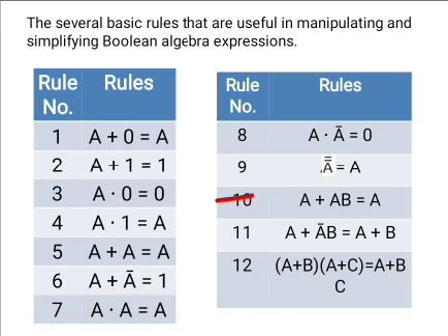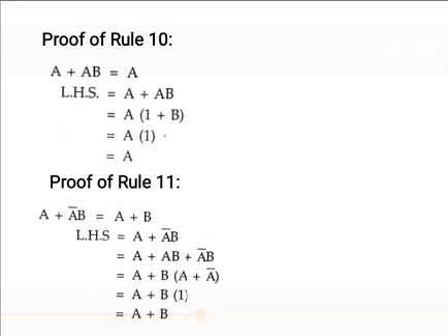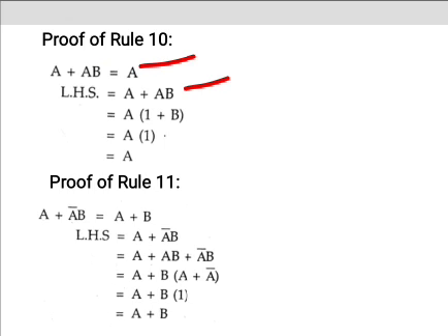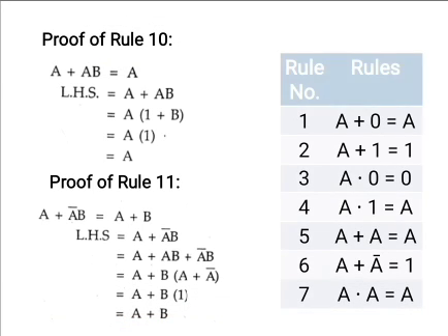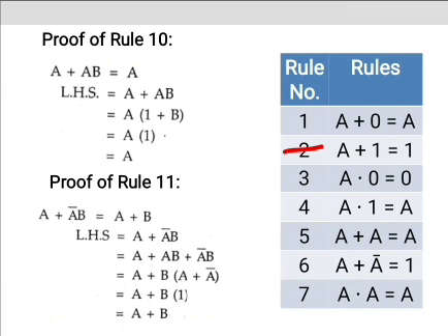A plus ab equals a. Take the LHS, a plus ab. I am taking the common in the a plus ab. So a is the common. A into 1 plus b, that means by using the distributive law. And 1 plus b equals 1. You know the second rule, a plus 1 equals 1.